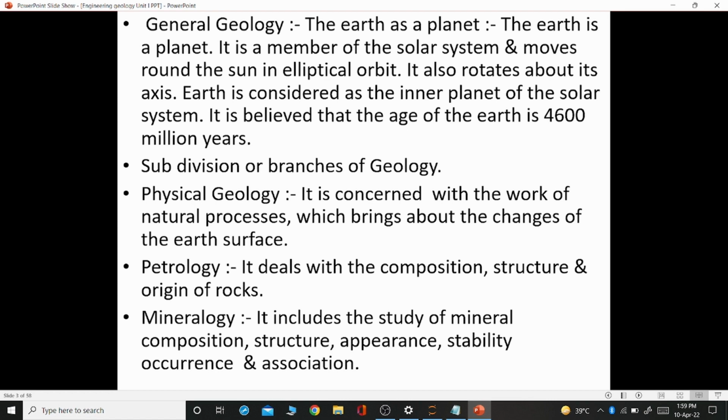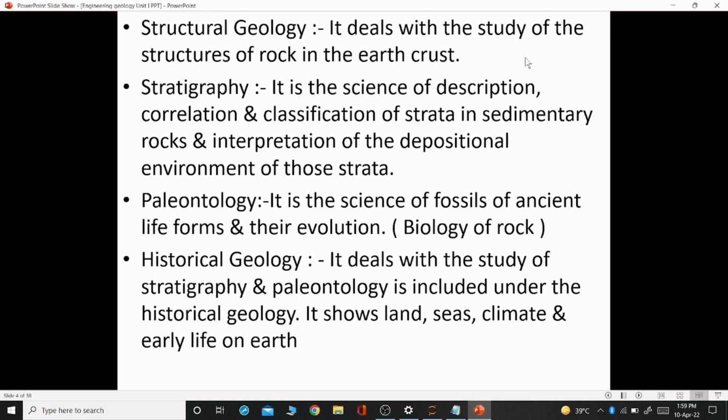Then subdivision or branches of geology. Physical geology. It is concerned with the work of natural processes which bring about the changes of the Earth's surface. Petrology. It deals with the composition, structure and origin of the rock. Mineralogy. It includes the study of mineral composition, structure, appearance, stability, occurrence and association. Structural geology. It deals with the study of the structure of the rock in the earth crust. Stratigraphy. It is the science of description, correlation and classification of strata in sedimentary rocks and interpretation of the deposition environment of those strata.